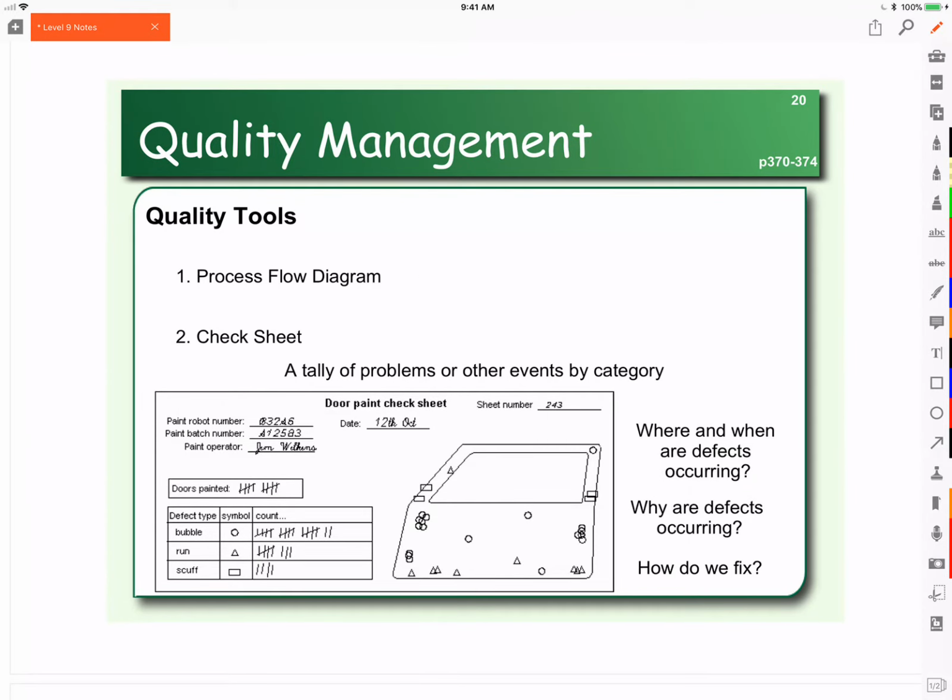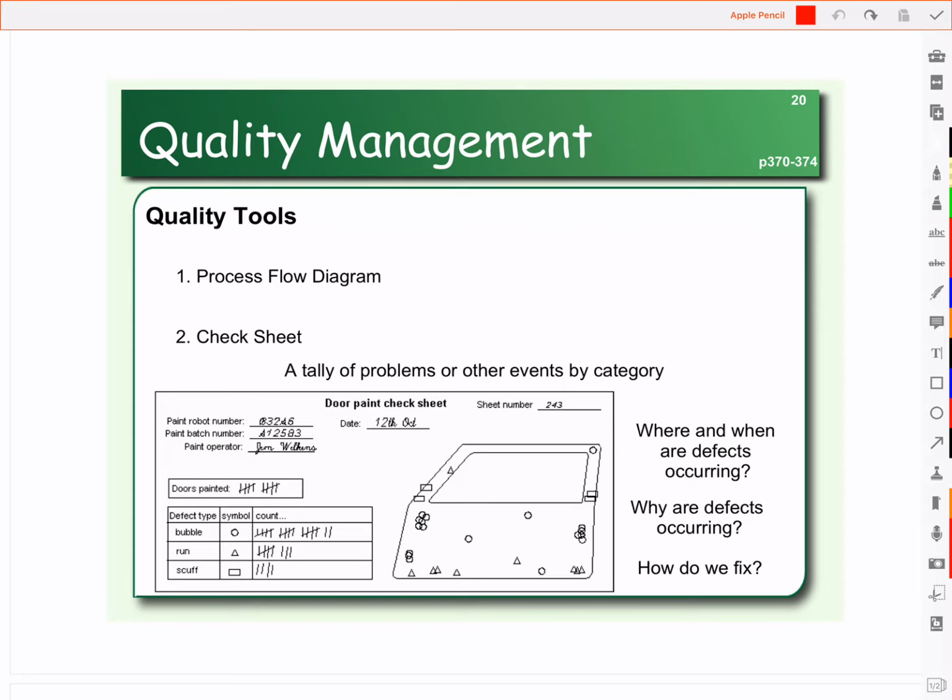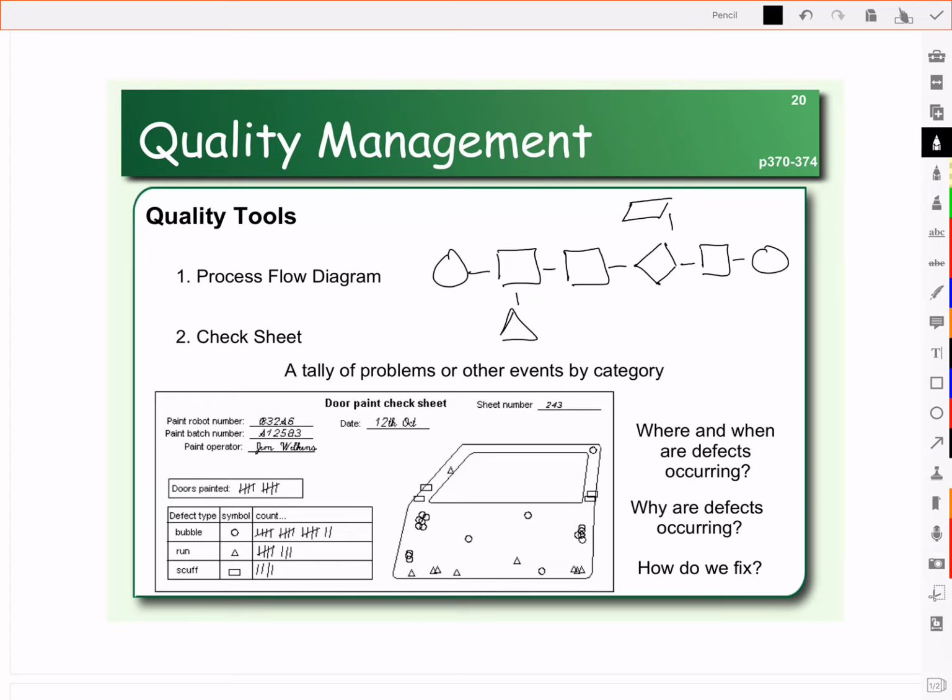So the first tool we want to look at is what is called a process flow diagram. So we created process flow diagrams early on in the semester. Remember, you have a starting point, and then you have activities or steps that are taken. If there is a decision involved, then it's a diamond. If you have to have input from someone else, so somebody else has to give you information, it's a parallelogram. If you need to get materials from somewhere else, it's a triangle. And we're showing the steps in our process.